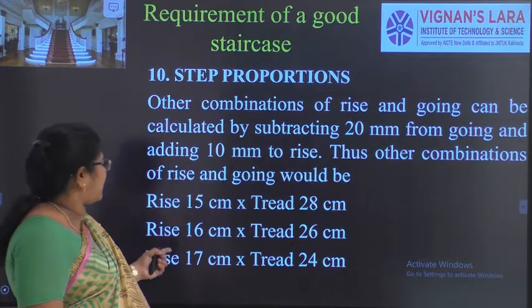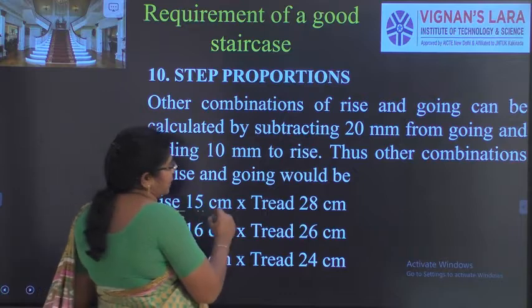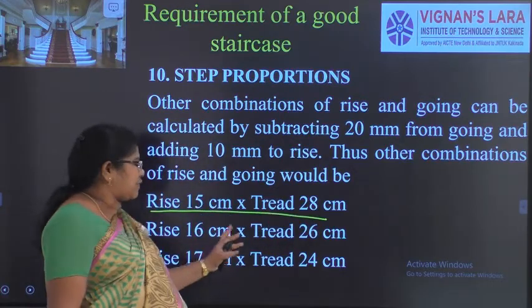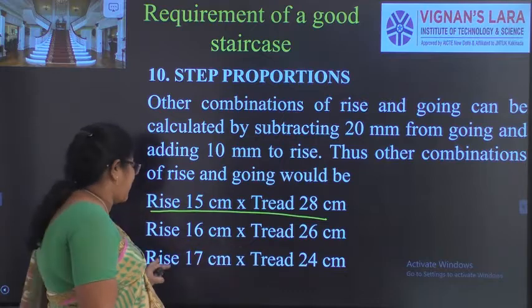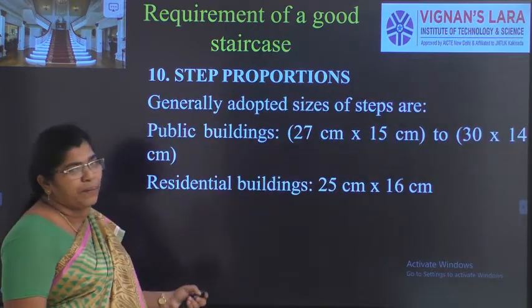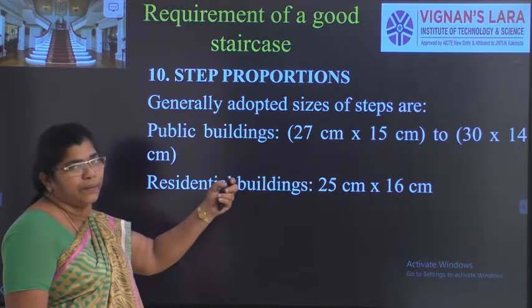So you can see that if the rise is 15 centimeters, the thread can go up to 28 centimeters. If the rise is 16 centimeters, the thread can be 26 centimeters. Like that we have to proportion them such that the steps will be easy to climb, right?